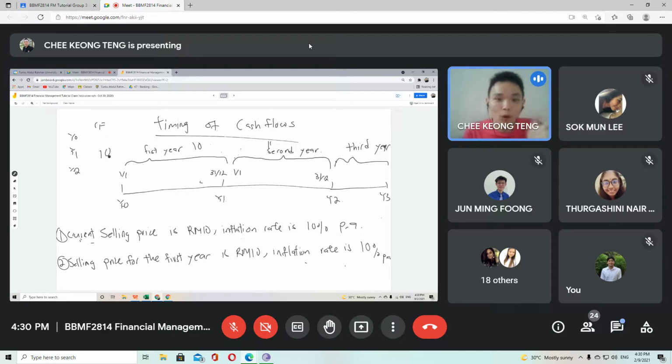So that's why when we record for second scenario is 10, not 11. Don't go times 1.1, because it's already telling you for the whole first year is 10. Okay, so don't go times 1.1.